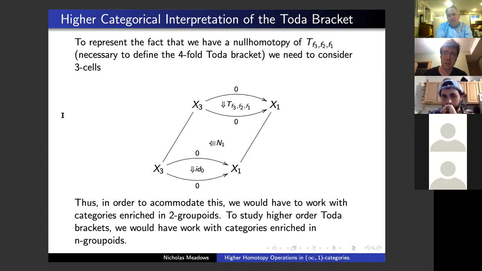But for the kind of applications that I have in mind, I'm actually going to work with a different model, which is simplicially enriched categories. I should also mention, when I say higher order Toda brackets, I've defined 4-fold and 3-fold Toda brackets. There's also a notion of 5-fold, 6-fold, etc., and to define those, that's when I would need these categories enriched in n-groupoids.